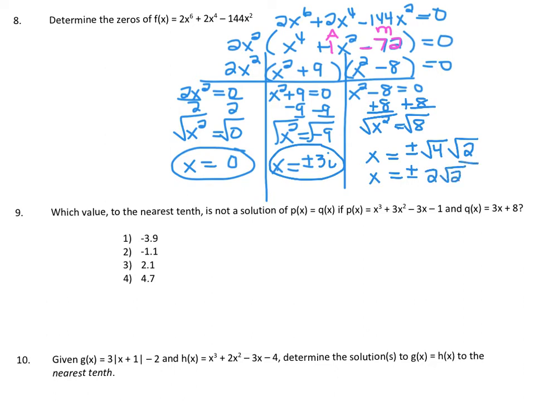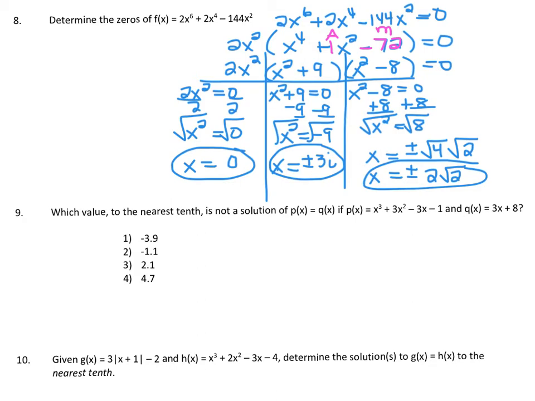Okay, so altogether, from the beginning, since this was a 6-degree equation, we could have had 6 answers. But we only had 1, 2, 3, 4, 5, because there's no such thing as plus and minus 0. So that eliminated one of our answers.